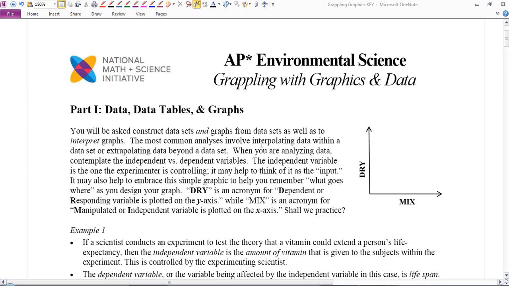And when you predict, the most common ways that you do that is you either do it within the data, which we call interpolating, or you do it outside the data range, which we call extrapolating, going above and beyond and going extra outside the data. So when you're analyzing data, you always have to contemplate the independent and dependent variables.